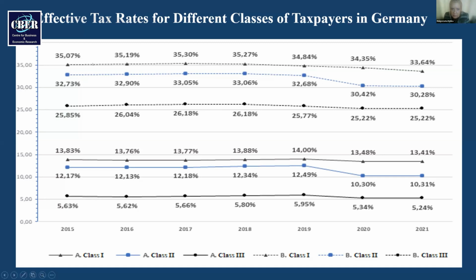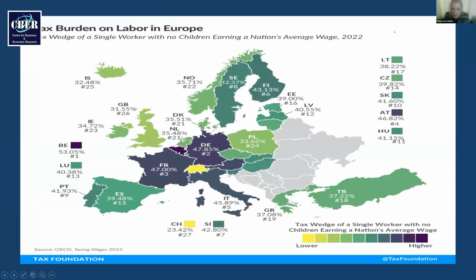The highest tax burden is incurred by the singles. The second line is the tax burden incurred by the single parents, and the third is calculated for a married couple with 2 children. So definitely lower tax burden in this regard.